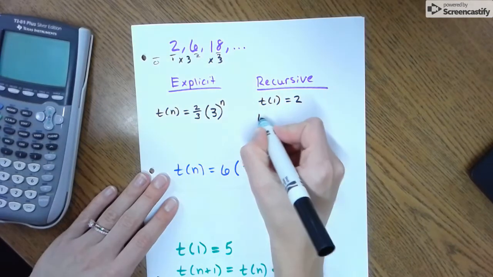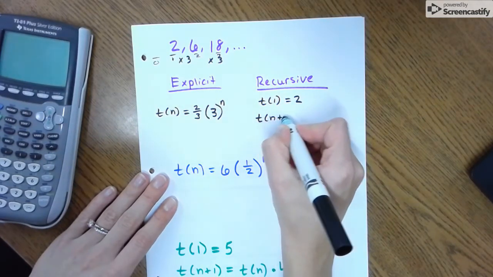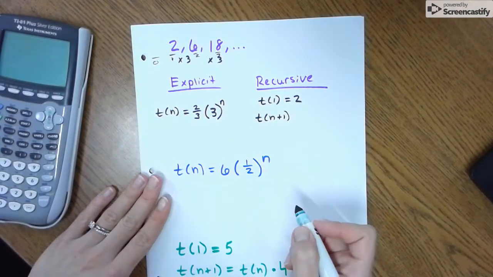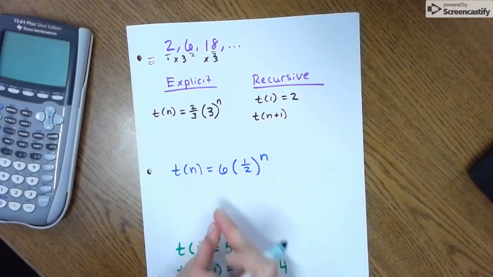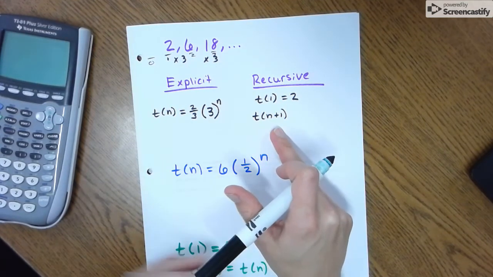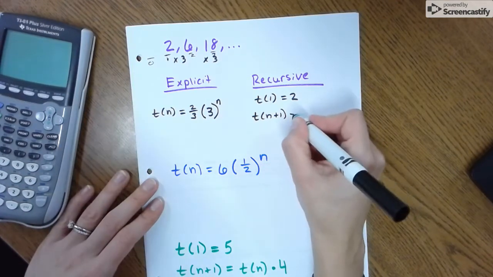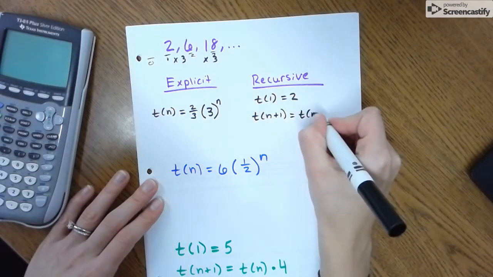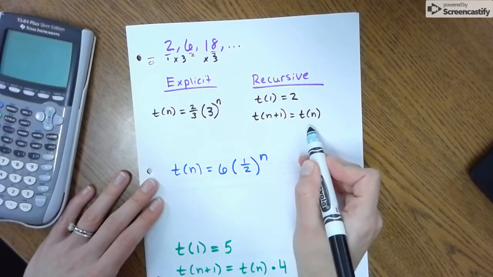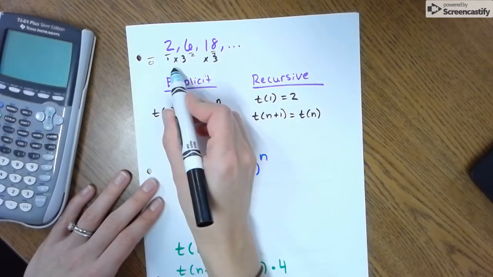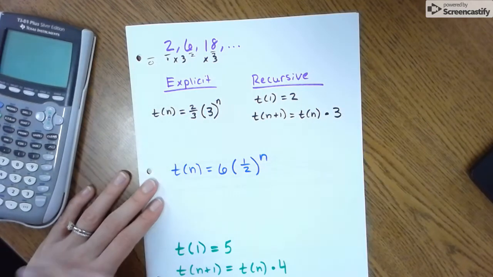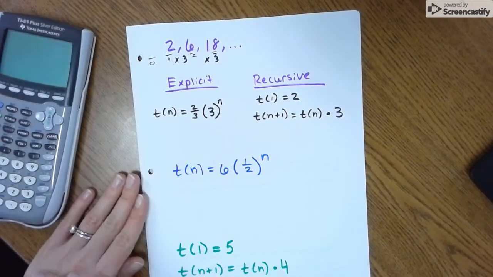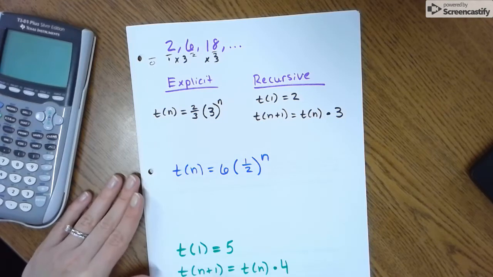Then to get to my next term, remember n plus 1 means the next term. If I'm at the second term, n plus 1 would be the third term. If I'm at the fourth term, n plus 1 would be the fifth term. So to get to my next term, I take my current term, which is t of n, and if I look at my pattern here, I am multiplying by 3. Those two things together make up the recursive equation.